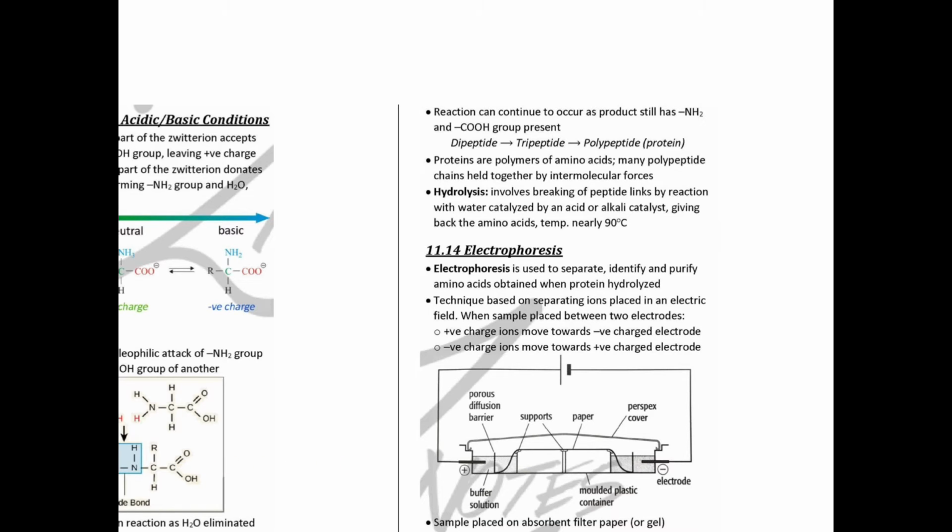So we call it polymers of amino acids. Many polypeptide chains held together by intermolecular forces. Imagine they can link together, so one polypeptide like this, and another polypeptide like that. They can form different kinds of bonds, like induced dipole and temporary dipole, or they can form hydrogen bonds also.